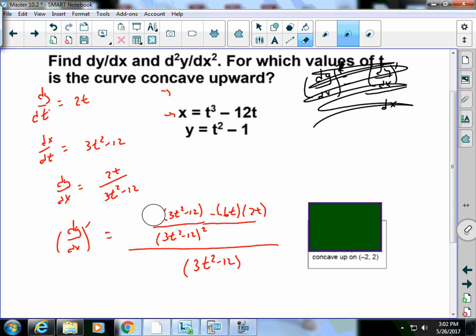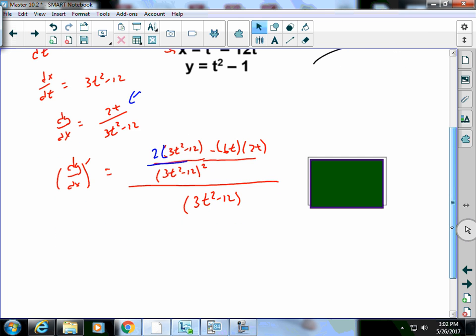This was supposed to be 2, right? The derivative of the top is just 2, not t. I don't know why I wrote that. So it's 2 times 3t squared minus 12, minus 6t times 2t, over, and everything else is right. So now we have that correct.